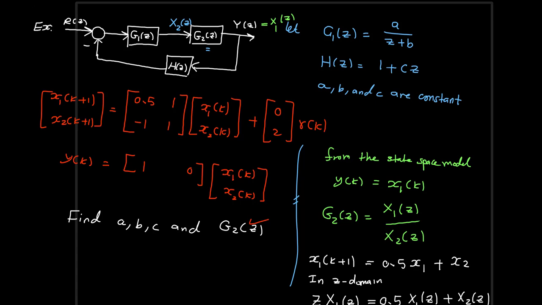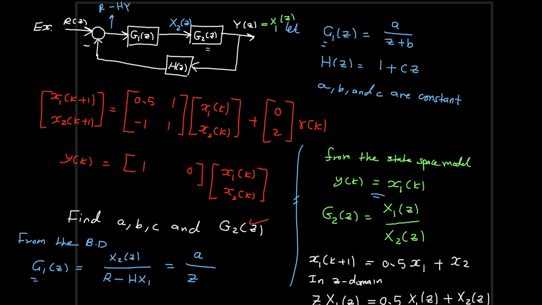Now from the block diagram, G1 of Z will equal, now the output here is x2 of Z, and the input here is R minus HY, and we know that Y is equal to x1. So this will be R minus H x1, and G1 is given here, so this will equal A over Z plus B.